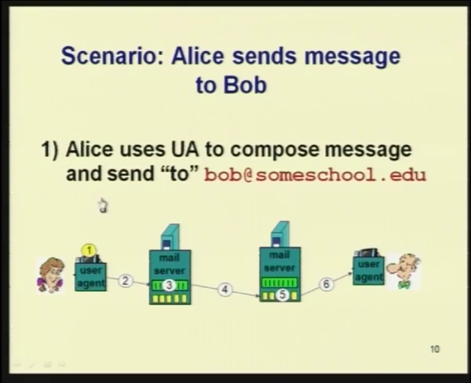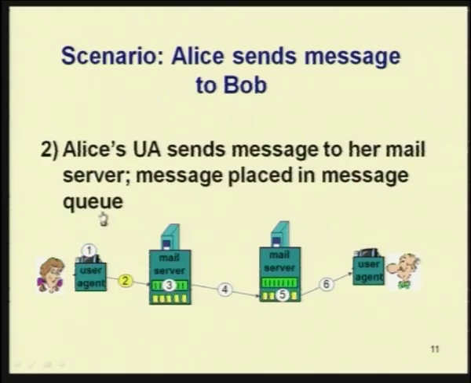As a first step, Alice would use the user agent to compose a message and send it to bob@someschool.edu. Let's say this is the mail address. This is the first step. The second step is that the user agent takes the responsibility of placing this message in the mail server corresponding to this user agent. So Alice's user agent sends the message to her mail server, and the message will be placed in the message queue in the mail server. This is the second step.